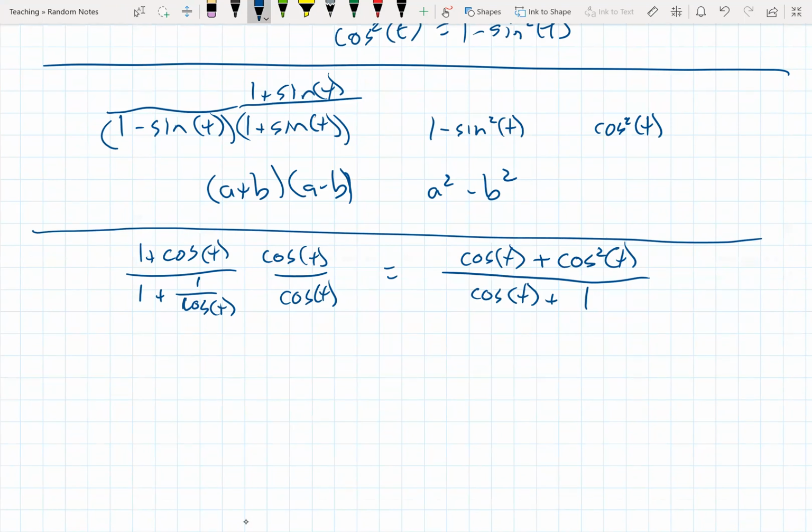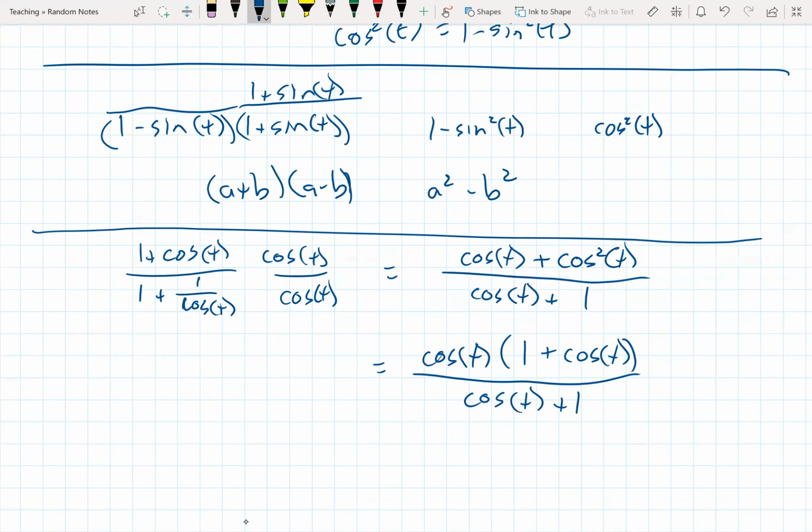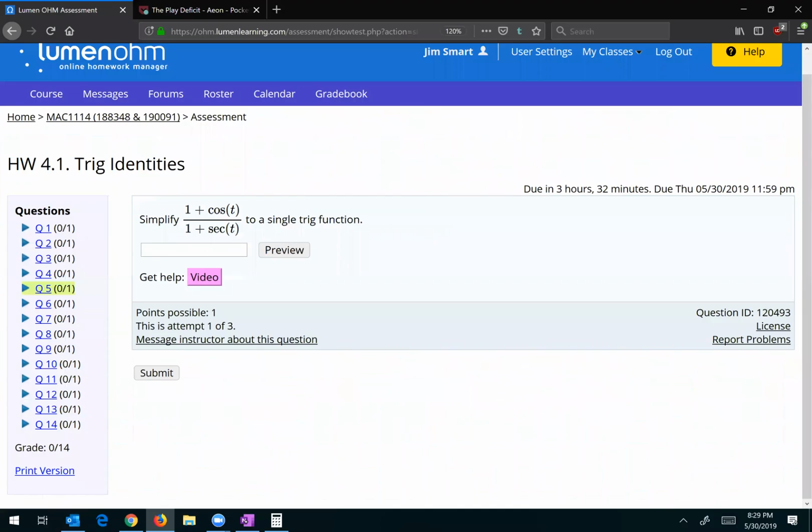What I see here, which you might not notice at first, is that on the top I've got two terms and I've got a cosine of t in them. I can factor that cosine of t out. When I factor that out, the first term, cosine of t factored out of cosine of t, leaves 1, and cosine squared leaves plus cosine of t. And the bottom is cosine of t plus 1. And 1 plus cosine of t is the same thing as cosine of t plus 1, so those cancel, and the answer is just cosine of t. So honestly, it's really just trying different stuff.